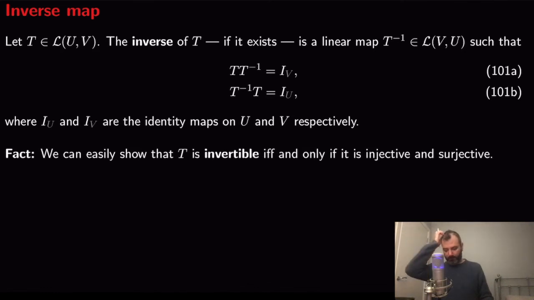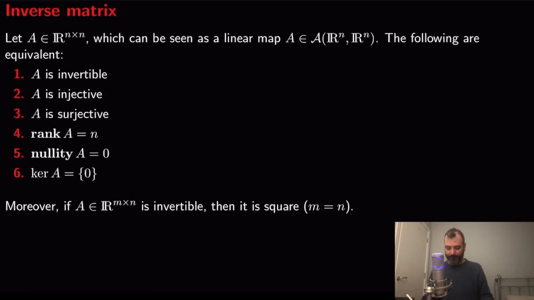A very important fact: T is invertible if and only if it is at the same time injective and surjective. These are synonyms, they are the same thing. Invertible means injective and surjective at the same time. Again, I'm not giving you a proof for this, take it as a fact.